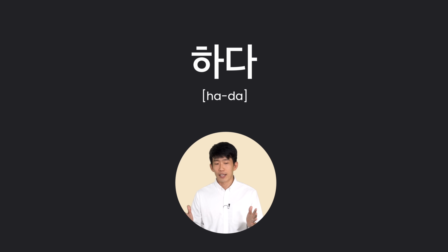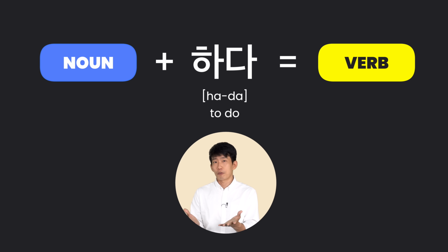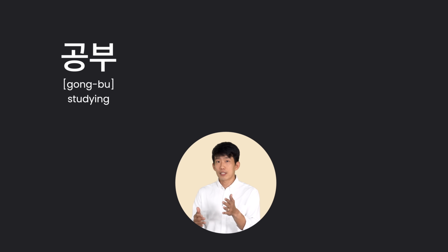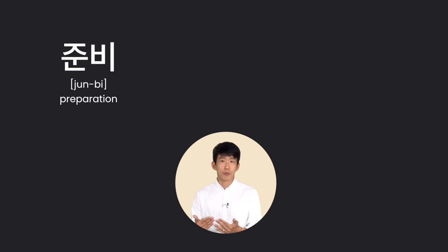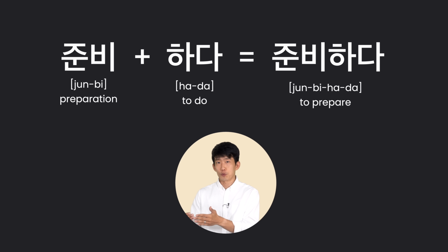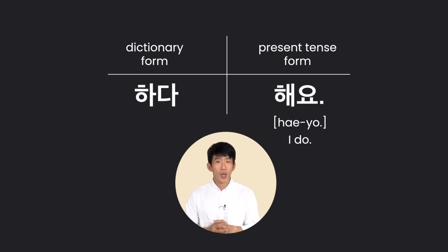In Korean, there is this category of verbs called 하다 verbs, and on its own, 하다 means to do. And you can add a noun before 하다 and form lots of different verbs. For example, 공부 is studying, and 공부하다 is to study. 준비 is preparation, and 준비하다 is to prepare. And these 하다 verbs, they change to, listen carefully, 해요. 해요 in the present tense.